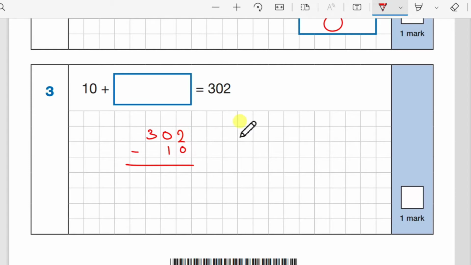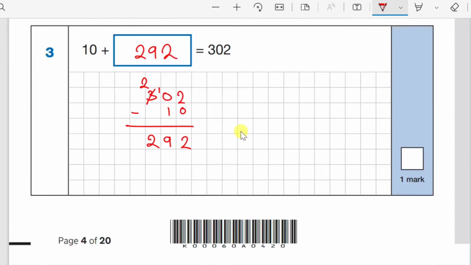So you go 2 take away nothing is 2. 0 take away 1 you can't do, so you borrow from the neighbor. So cancel the 3 becomes a 2, and then give the 1 to the 0, so that's 10. 10 take away 1 is 9, and 2 take away nothing is 2. So that's the answer, guys, 292.